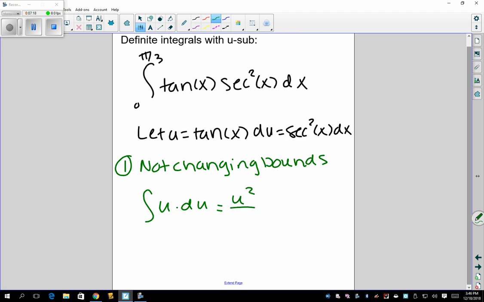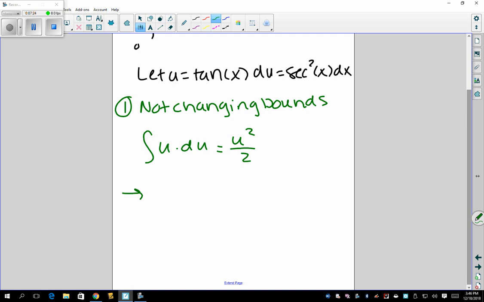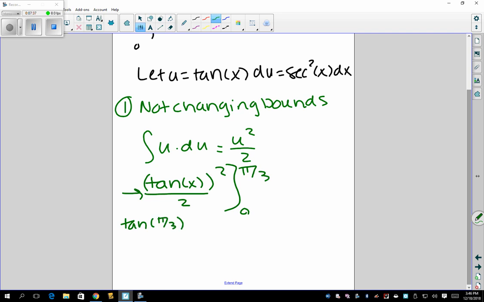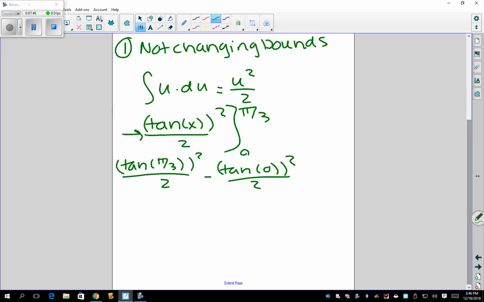I get that this integral is u squared over 2. Then I'm going to change it back into terms of x, so this becomes tan x squared over 2. Now I can keep the bounds 0 to pi over 3. So I plug in: tan of pi over 3 squared over 2 minus tan of 0 squared over 2. Tan of pi over 3 is the square root of 3, not cubed, squared, over 2 minus 0 squared over 2, so this ends up being 3/2.